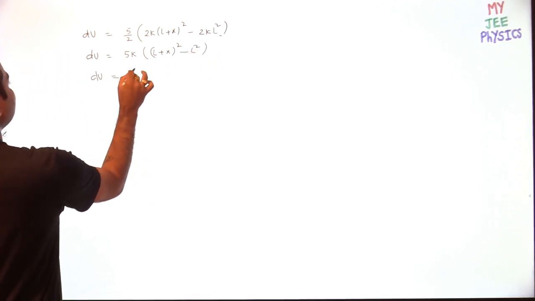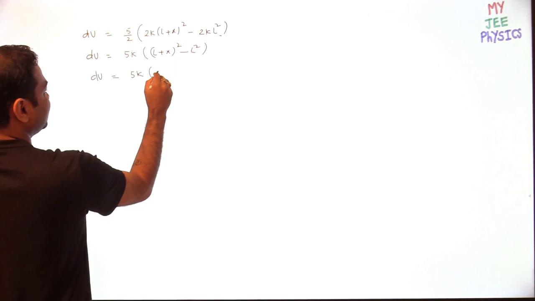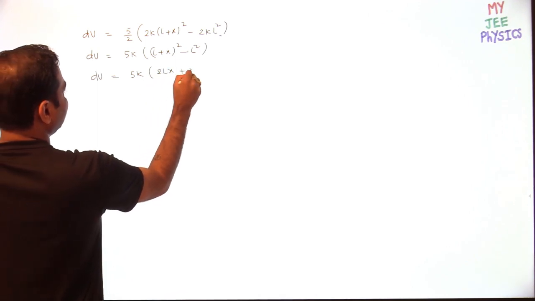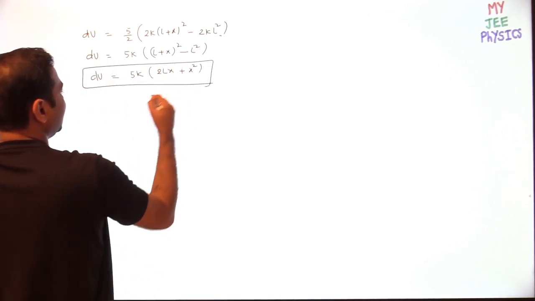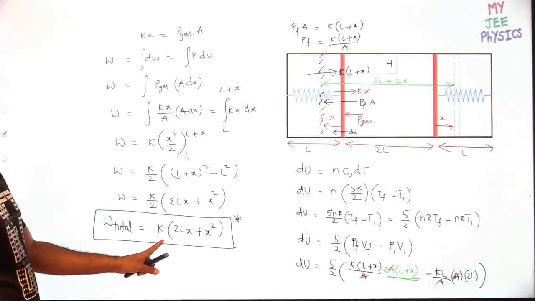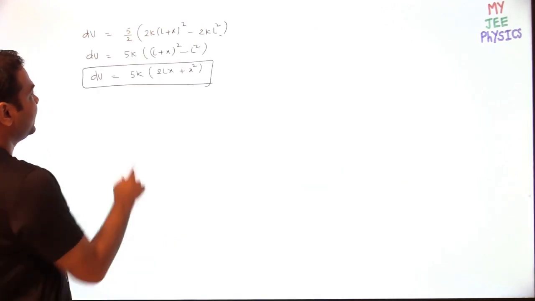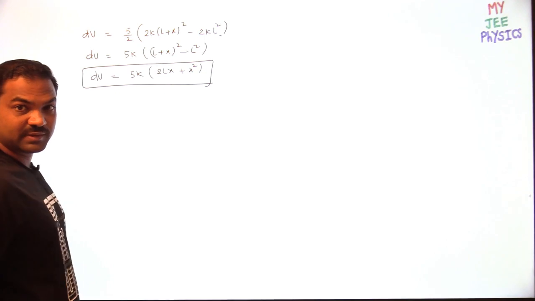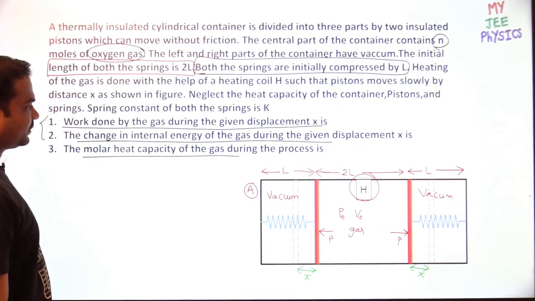So hope your answer is matching with my answer, right? L square goes off, then 2Lx plus x square is the du value. In a similar way we got the work done also, K into (2Lx plus x square). So du is 5K into (2Lx plus x square). What is the next question they asked?